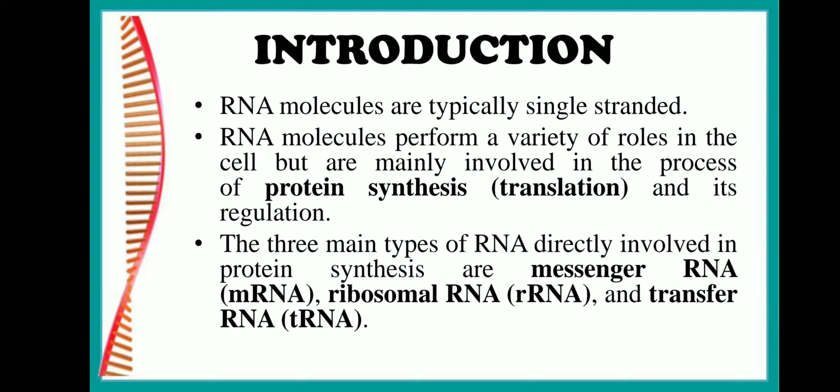Ribosomal RNA is usually present in the ribosomes. They are a part of ribosomes, which are the site of protein synthesis. So, ribosomal RNA also helps in protein synthesis. And transfer RNA, also called as tRNA, helps in transferring amino acid to the site of protein synthesis. From the cellular pool, from the amino acid pool, it will transfer amino acids to the site of protein synthesis. That's why it's called as tRNA.